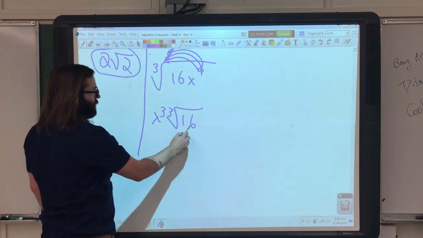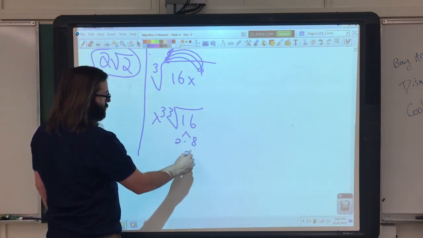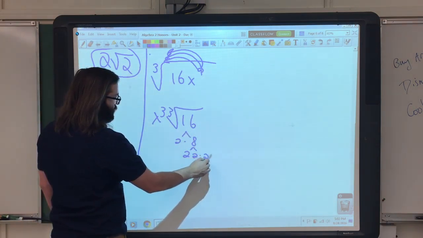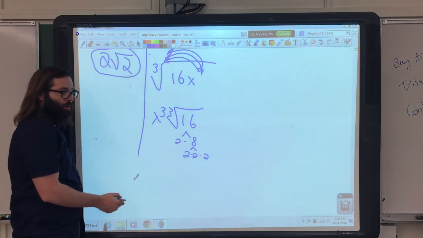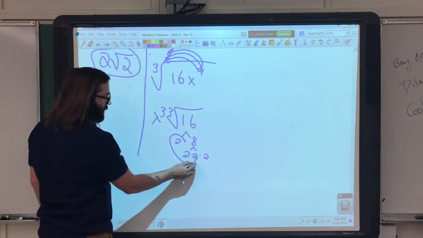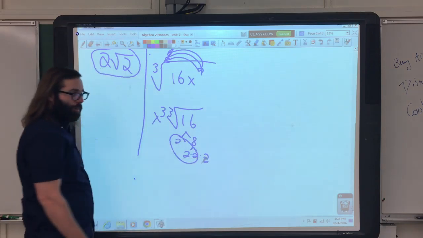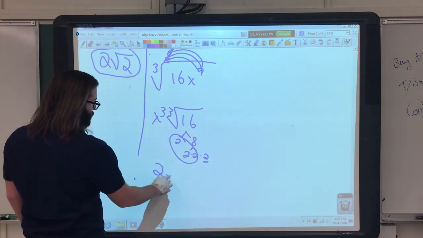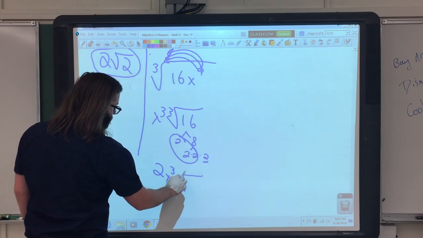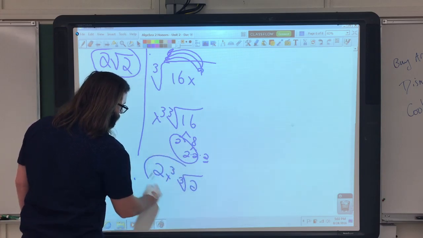And 16 we can reduce to 2 times 8, really 2 times 2 times 2. Cube root, we want to bring 3 of these out. You're left with him. So we get 2x cubed, cube root of 2.